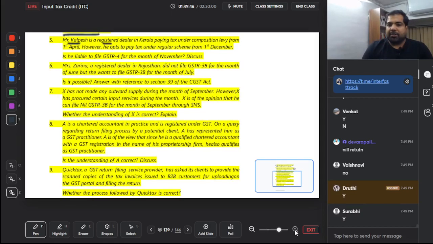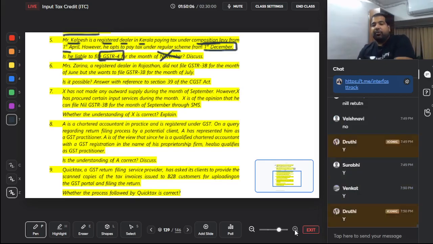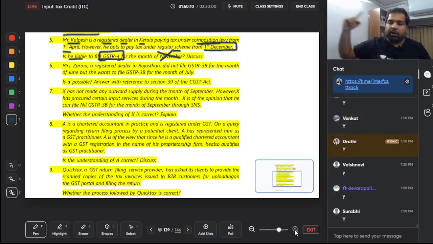Mr. Kalpesh is a registered dealer in Kerala paying tax under composition scheme from 1st April. However, he opts to pay tax under regular scheme from 1st December. Is he liable to file GSTR 4 for the month of November? It's not for the month, it's for the year. Is he required to file GSTR 4, guys? Yes. Even if you are sometime in the composition scheme, still you'll have to file GSTR 4 on the 30th of April.